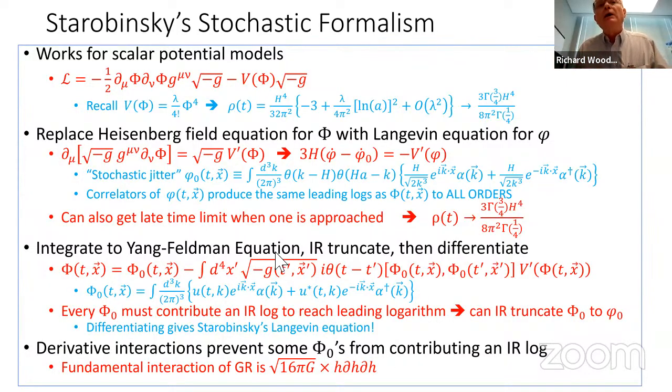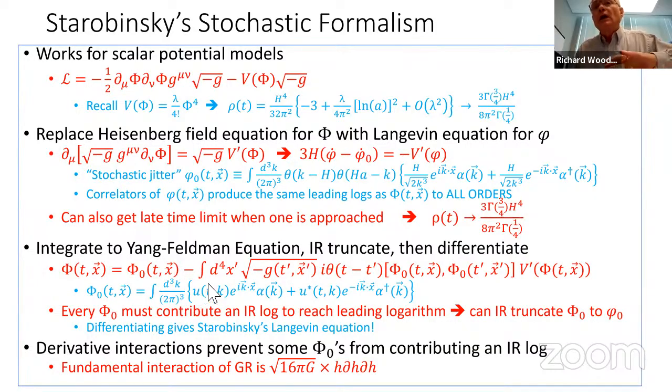And the reason why you can see from the key step in the proof. It's that in order to reach leading logarithm, every single free field has to contribute an infrared logarithm. When you have derivative interactions, such as you do with gravity, then that's no longer true. You still get large logarithms. I showed you some explicit results, but the differentiated free fields don't contribute them.